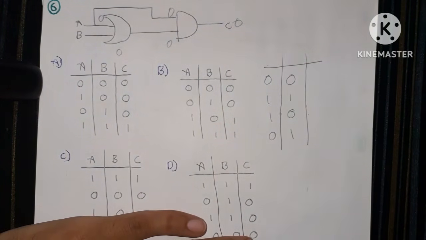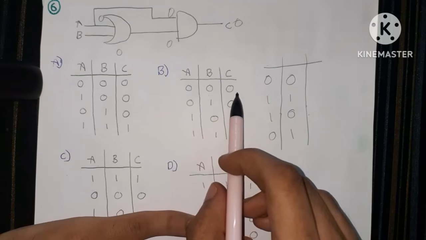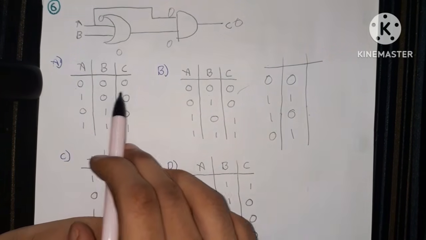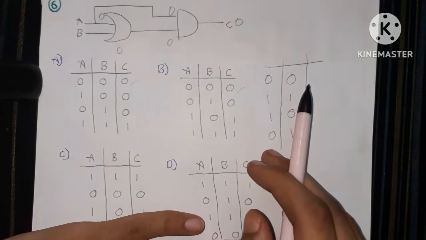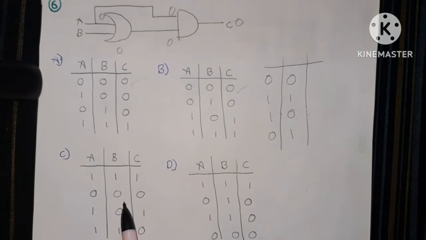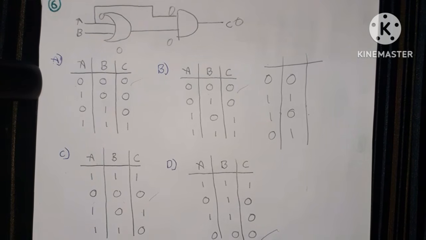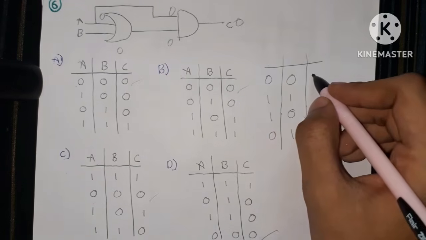Once you search, 0 and 0 are 0, yeah, this option stays here. Next, 0 and 0 are 0, this option stays here. Next, 0 and 0 are 0, this option also stays here. Okay, next, 0 and 0 we got 0.